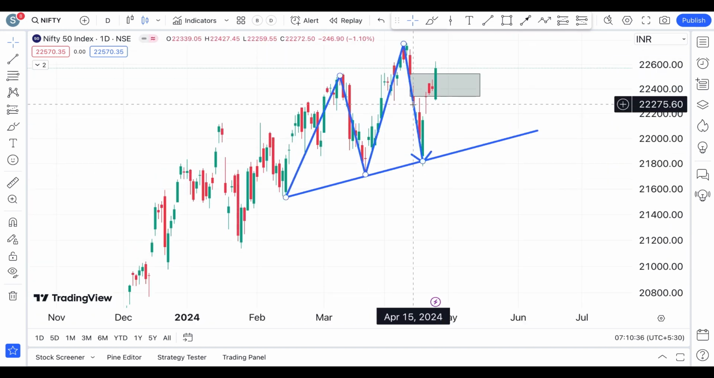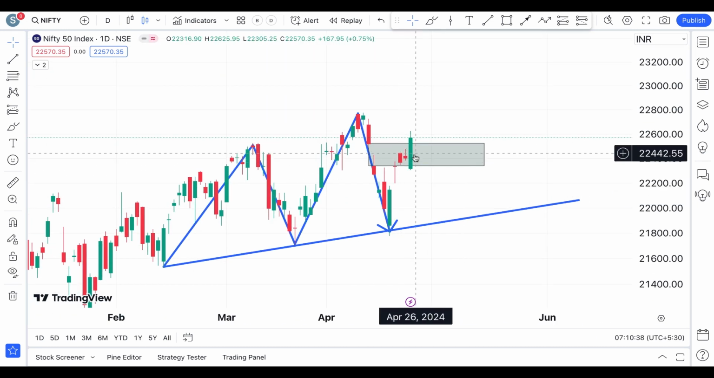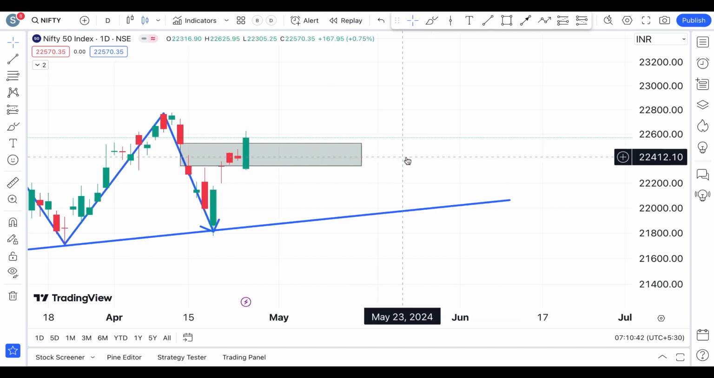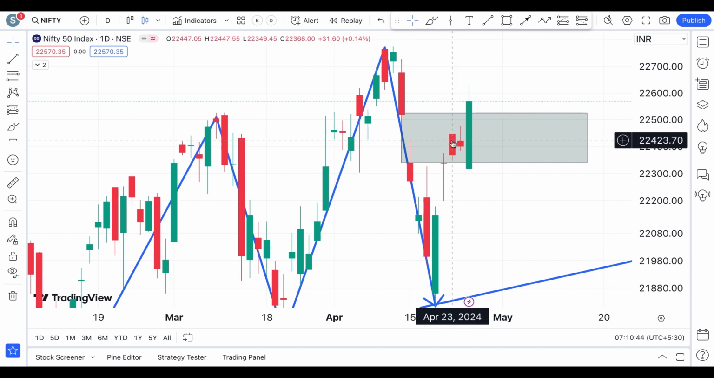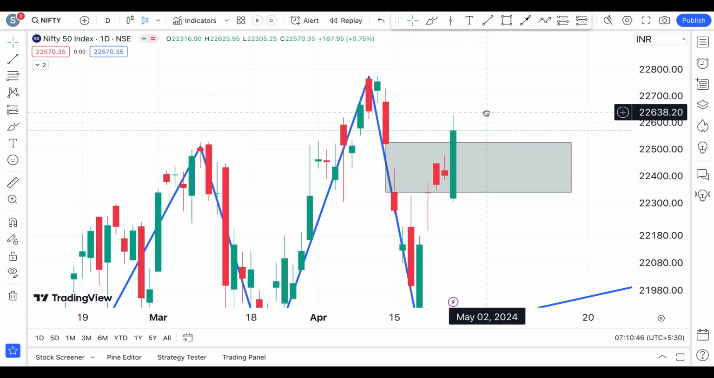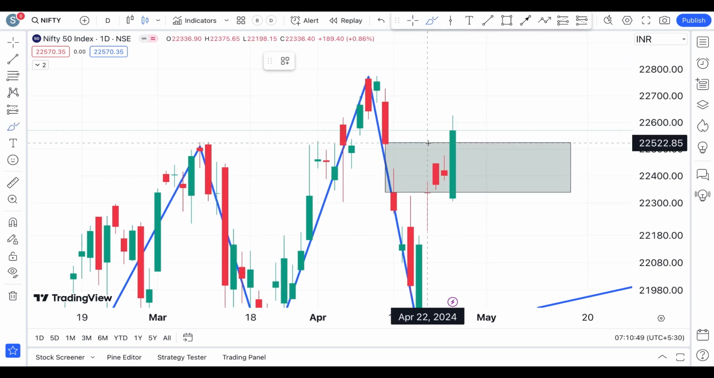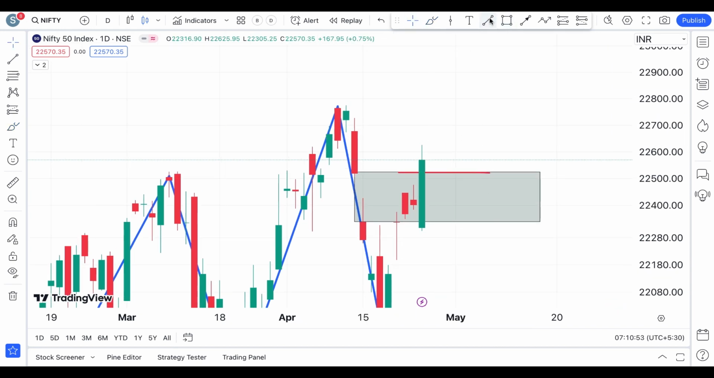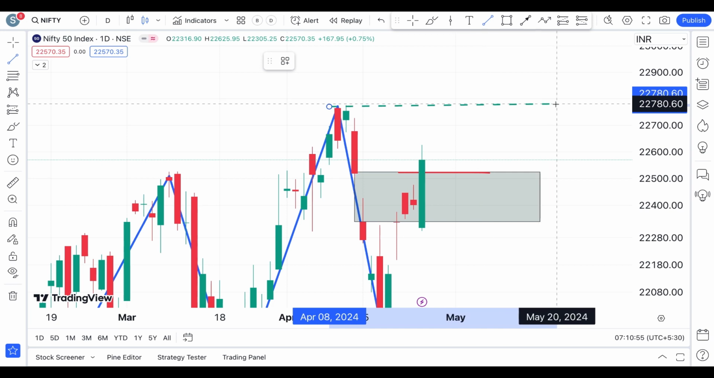So here in Nifty, as we have discussed already, it is out of the inside candle formation. This is the candle we are talking about. That candle is inside this candle, and now we have seen a breakout of that. And also with this breakout, we are out of this resistance area in the Nifty, unlike Bank Nifty, and now we are very close to the all-time high in the Nifty.